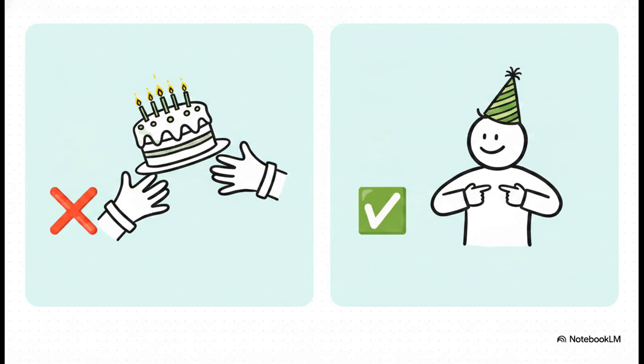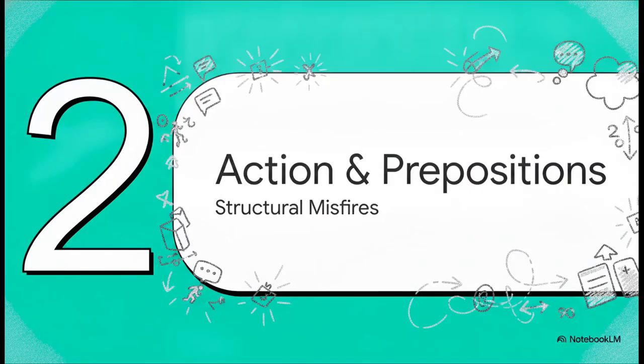Even though "my sister has 18 years" might make perfect sense in your native language, it's a small grammar hiccup that native speakers will notice immediately. Always use I am. Moving right along to section 2, action and preposition errors, dealing with structural misfires.